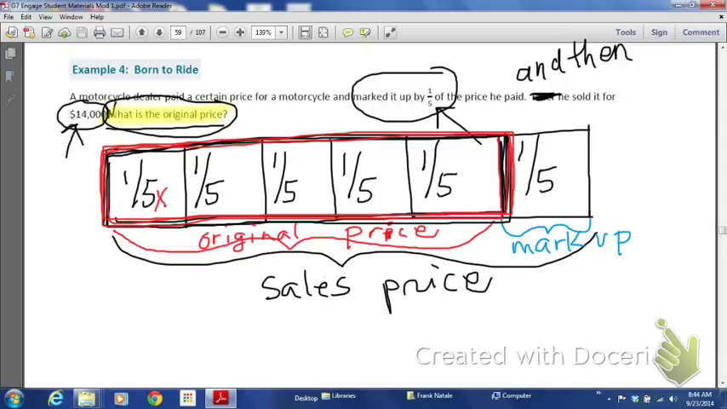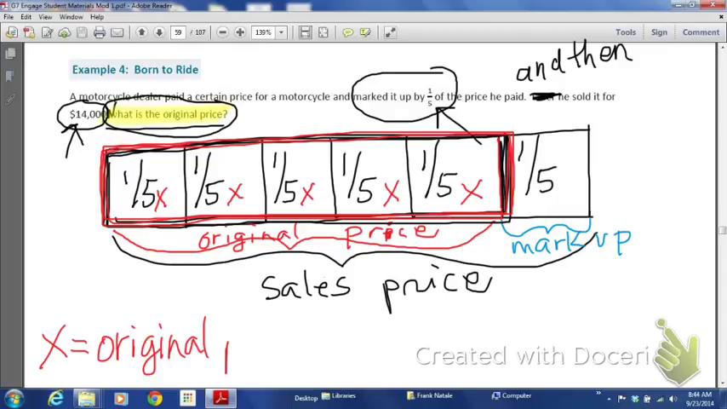So I'm going to call each of these 1/5 x, because we do not know the original price. So x is going to equal our original price, because each one of these fifths is 1/5 of that original price. Now we can represent our markup over here as another fifth, so this whole tape diagram is going to be 6/5 in length. But 5 of those fifths equal the original price, because that's 100%.